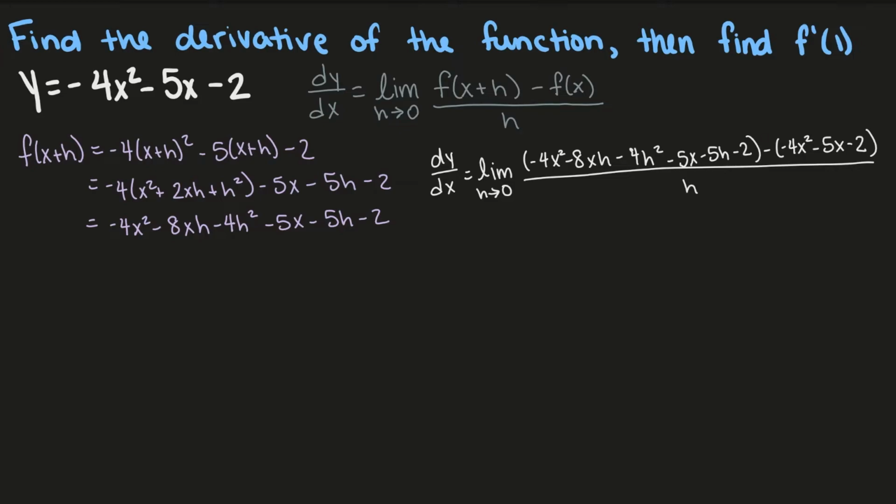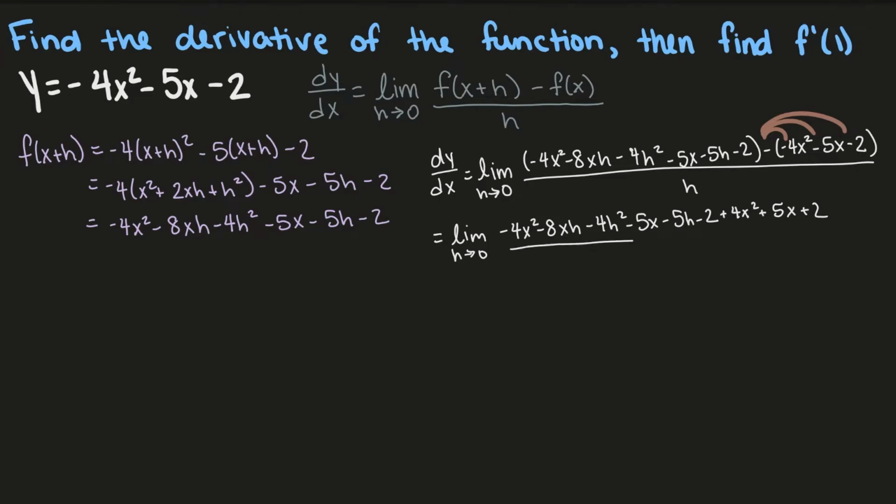We're going to distribute that negative to all of our terms to the right of that negative, so we'll get the limit as h goes to 0 of negative 4x squared minus 8xh minus 4h squared minus 5x minus 5h minus 2 plus 4x squared plus 5x plus 2 all over h. Now we can cancel out our like terms. So negative 4x squared and 4x squared are like terms, negative 5x and 5x are like terms, and they cancel, and negative 2 and positive 2 all cancel.